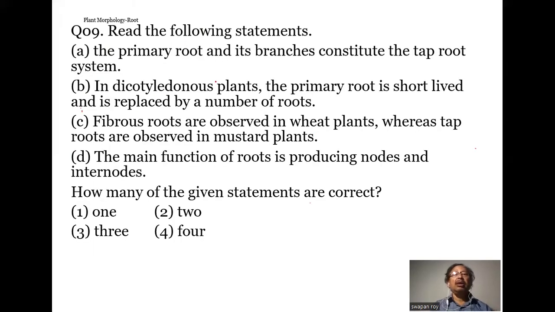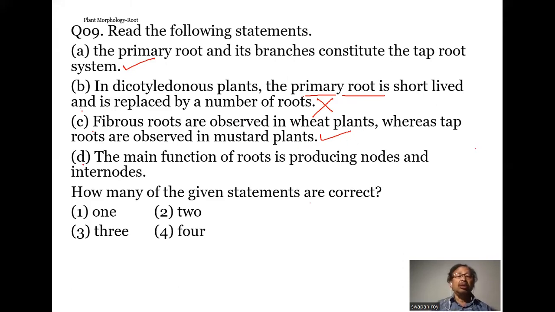Question number 9, read the following statements. A, the primary root and its branches constitute the taproot system. This is true. B, in dicotyledonous plant, the primary root is short-lived and is replaced by a number of roots. This is not correct. In dicotyledonous plant, the primary root is permanent and it forms the taproot system. C, the fibrous roots are observed in wheat plant, whereas taproots are observed in mustard plant. This is true because the wheat plant is monocot and mustard plant is dicot.